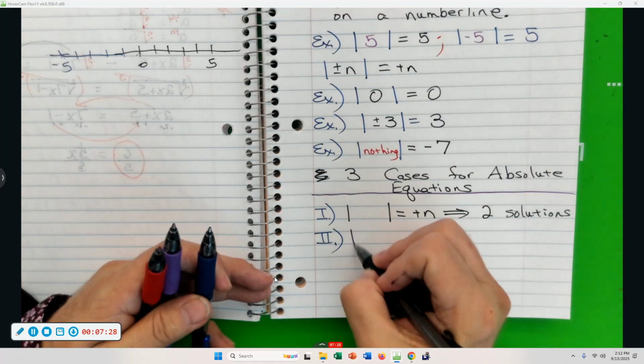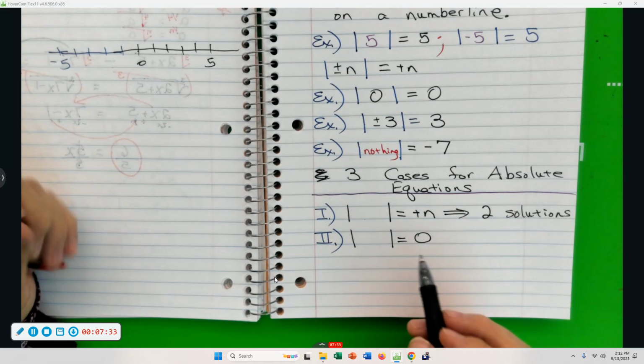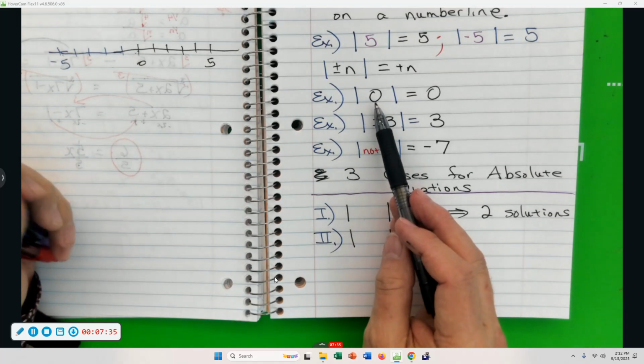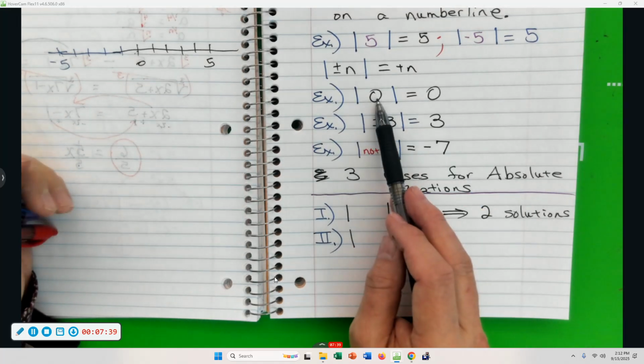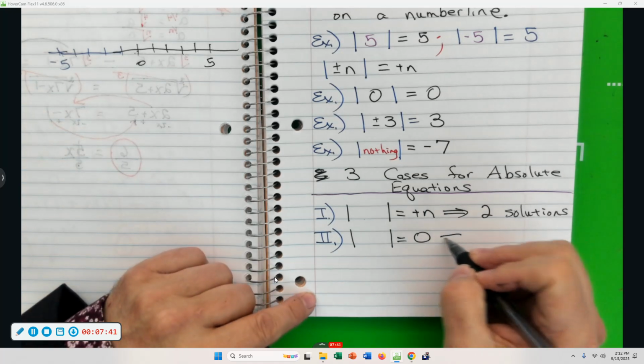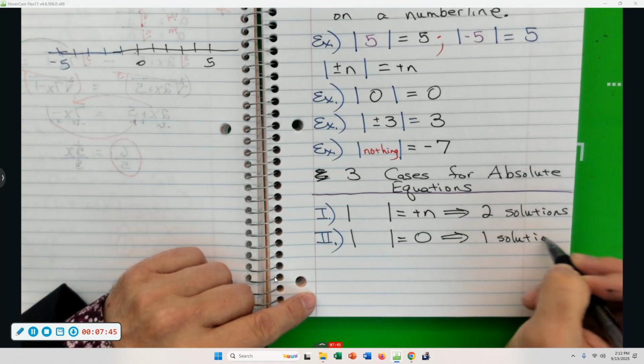Okay. Second case, this is a nice one. Absolute value equaling 0. The only thing that can give you an absolute value of 0 is 0. In that event, you expect only 1 solution.